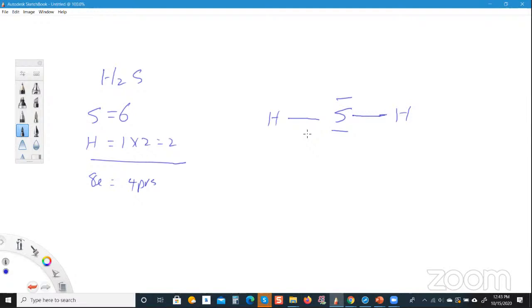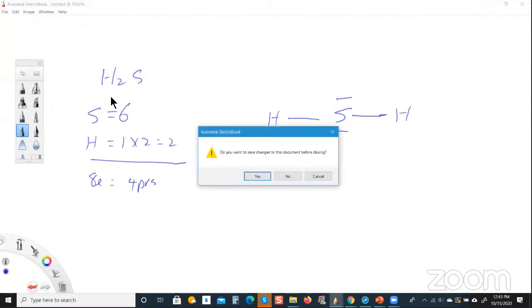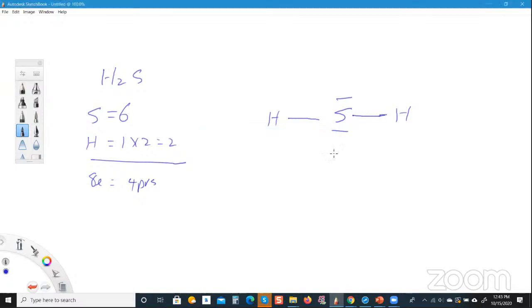Does anybody have any questions about this one? Okay. Before I move on to the next example, as practice, you should also calculate the formal charges. I won't go through that, but you can try it on your own. The formal charges will be 0 for all the atoms involved in this case, but you can try that on your own, all right?